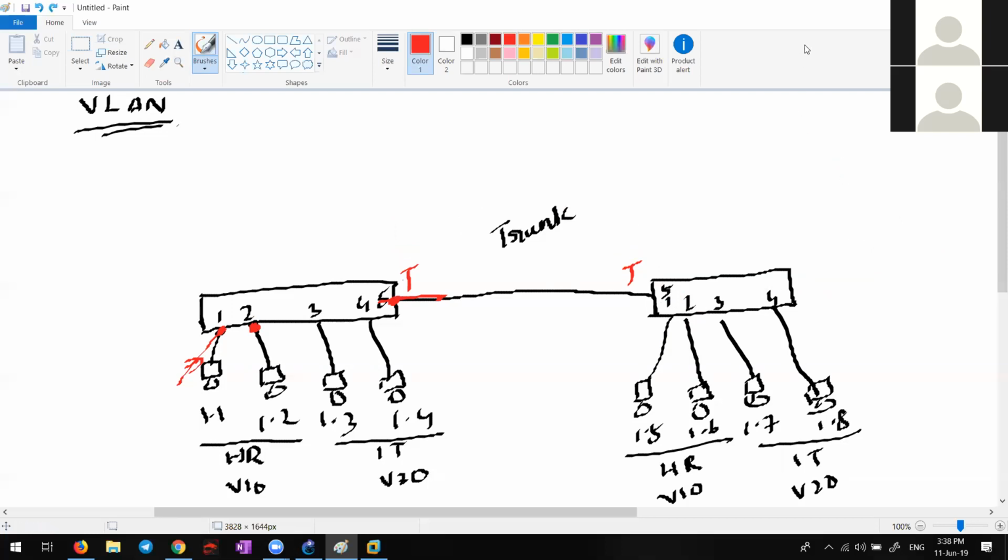By default, which is the native VLAN? VLAN 1. You can say VLAN 1 is the native VLAN by default. You can change any VLAN into the native VLAN. So if this guy is in VLAN 1 and this guy is also in VLAN 1, what happens? If he tries to send data, it will go through the trunk interface and it will not be tagged at all. It will be sent as it is, and it will go to the other side. Correct? This is the function of native VLAN.